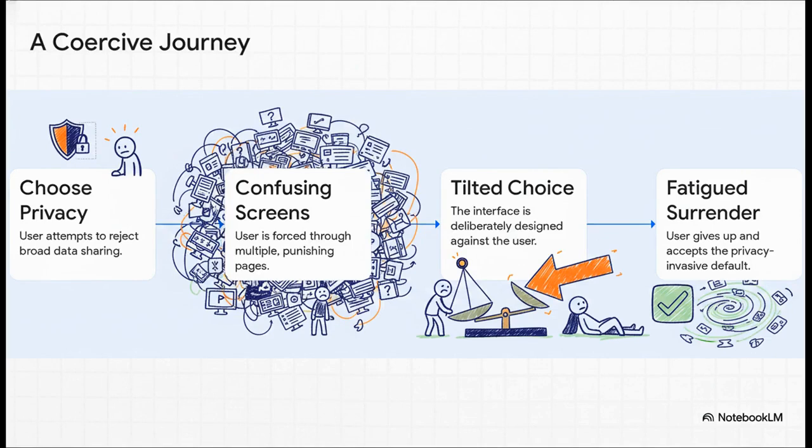When a user tried to pick the more private option, they didn't get a simple button. Oh no! They were funneled through screen after screen of confusing options. The path of least resistance was always to just give up more data. The path to privacy was deliberately made exhausting, leading to what the report so perfectly called fatigued surrender.